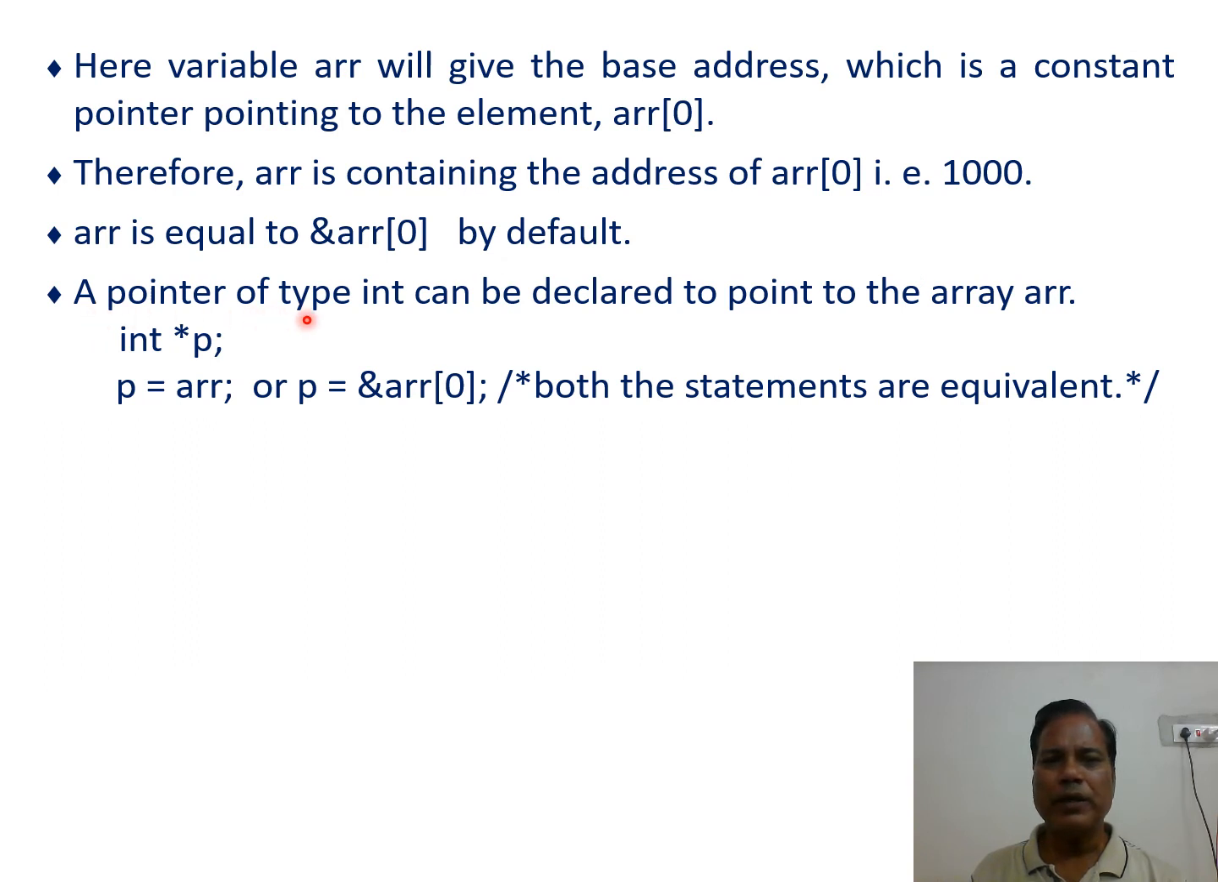A pointer of type int can be declared to point to the array R, like int *p; p = R, or p = &R[0], that is the address of the first element. Both the statements are equivalent, that is, either we write p = R, the name of the array, or p = address of the first element.